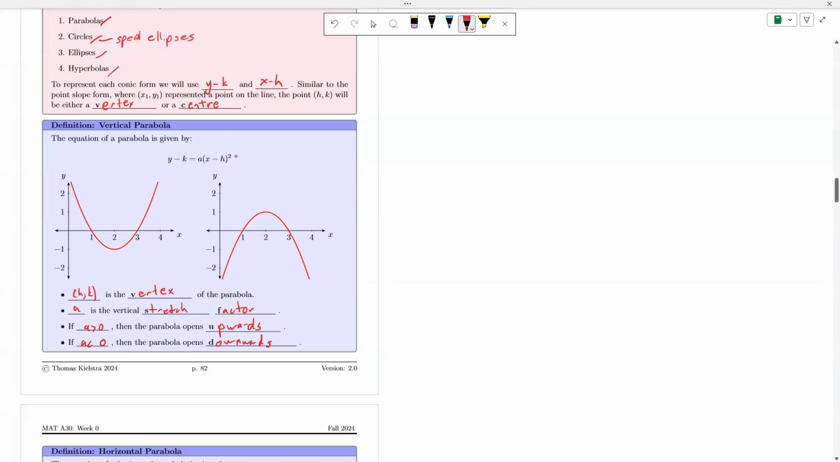Now, one thing to note is that vertical parabolas are the only conic form that is a function.